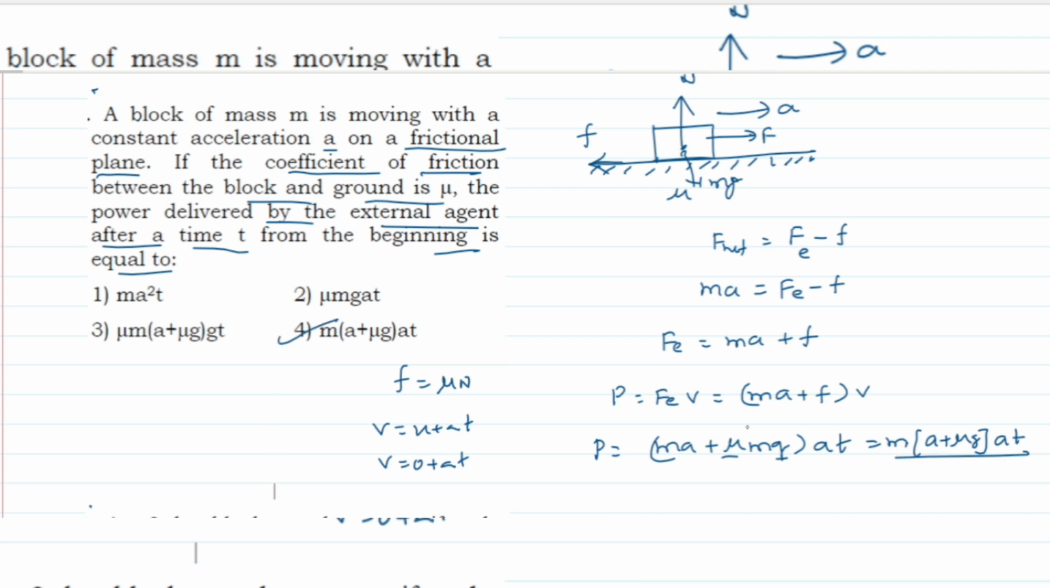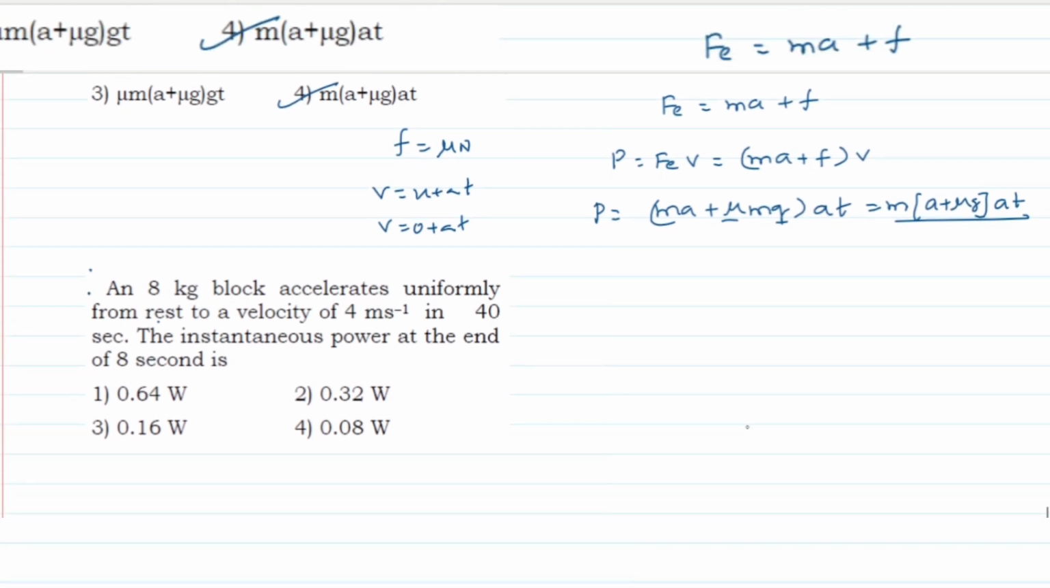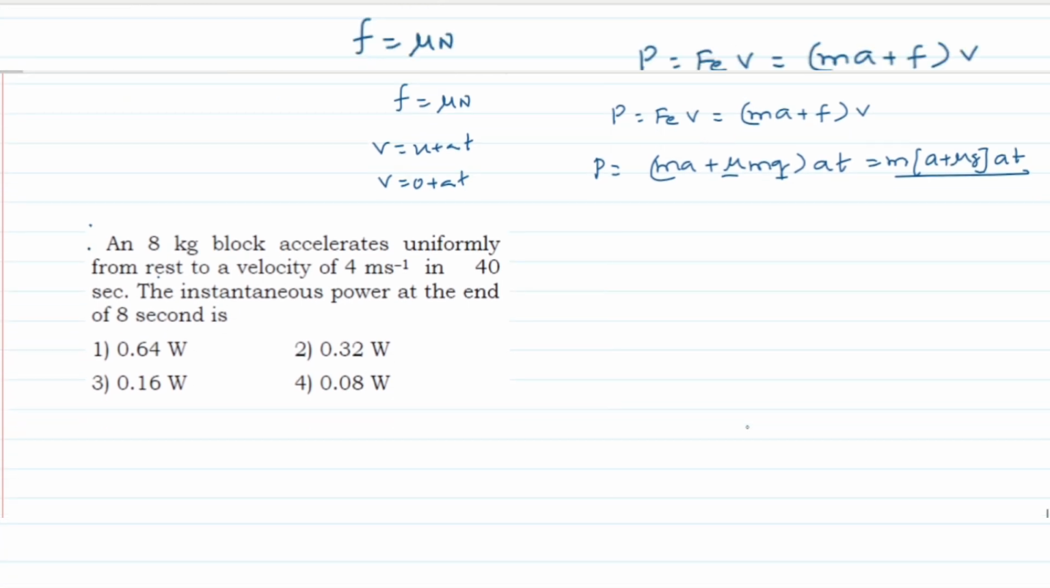Let us see the next question. The next question says, an 8 kg block accelerates uniformly from rest to a velocity of 4 meter per second in 40 seconds. The instantaneous power at the end of the 8 seconds they are asking. So first you need to calculate the velocity at the end of the 8 seconds, students.